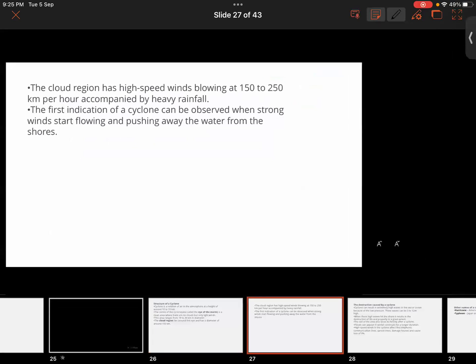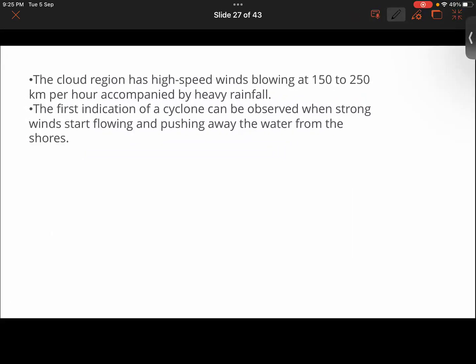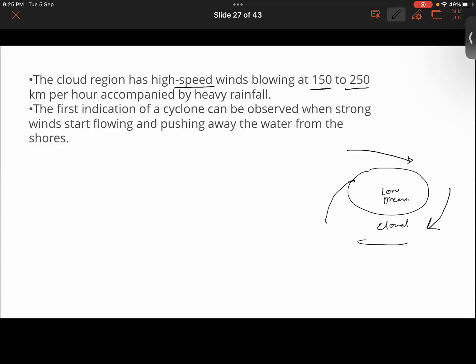All right then. The cloud region of the cyclone has high speed winds which blow at a speed of 150 to 250 kilometers per hour. So this region of the cyclone, which has a low pressure, winds blow towards this low pressure region at a speed of how much? 150 to 250 kilometers per hour. Getting it now?